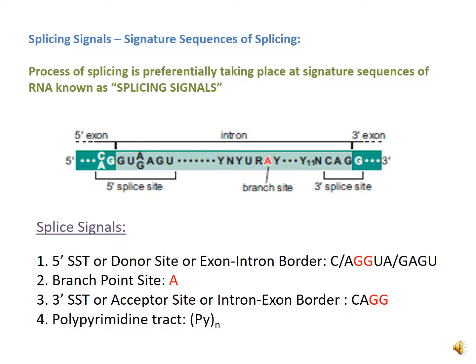These all together act as splicing signals. The 5' splice site, also called the donor site or exon-intron border, is bordered by a guanine for the exon and another guanine for the intron. And there is an adenine which acts as the branch site. At the intron-exon border there is again a guanine for the intron ending, and for the exon starting there is another guanine. This is called the 3' splice site or acceptor site.